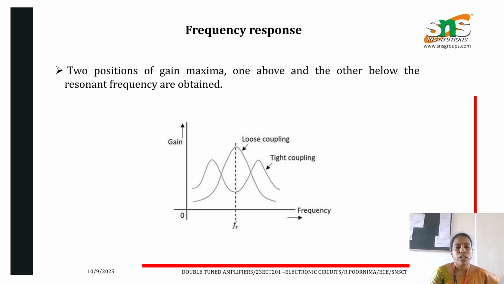And now the frequency response of the double tuned circuit. Here there are two positions of gain maxima, one above and the other below the resonant frequency. As shown in this diagram, the gain versus frequency graph is plotted. So at the resonant frequency we have two positions of gain maximum, one for loose coupling and another for tight coupling. This depends on the distance between the two coupled circuits.